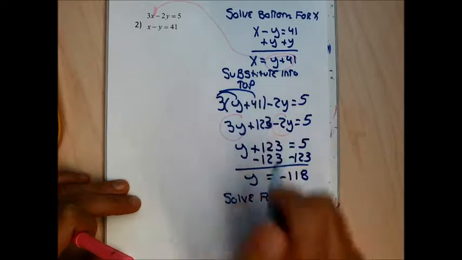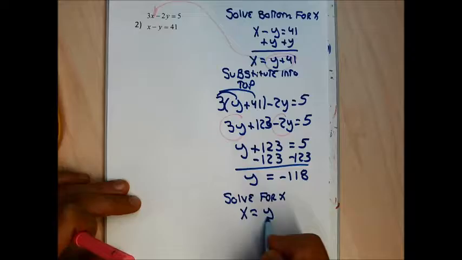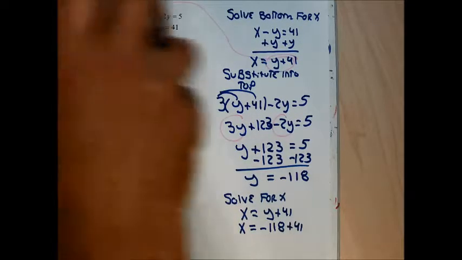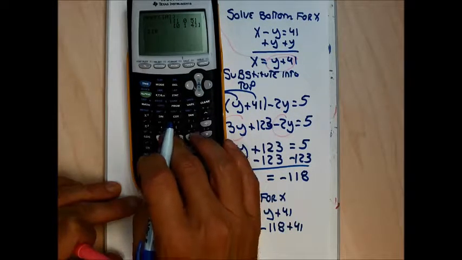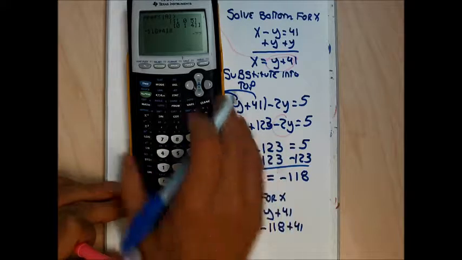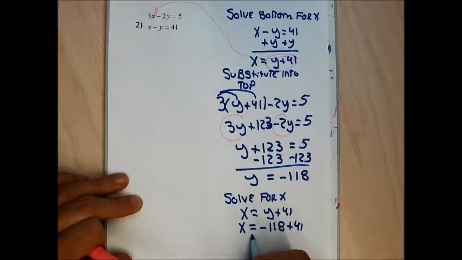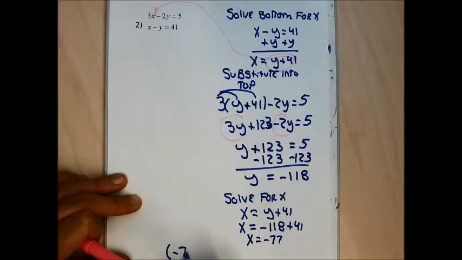I'm going to use the equation x equals y plus 41 and plug in negative 118 for y. So I get x equals negative 118 plus 41, and negative 118 plus 41 equals negative 77. I claim my x is negative 77. My y is negative 118. I hope that's my answer.